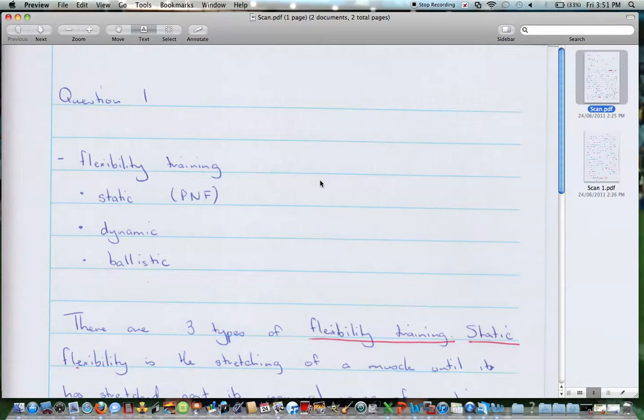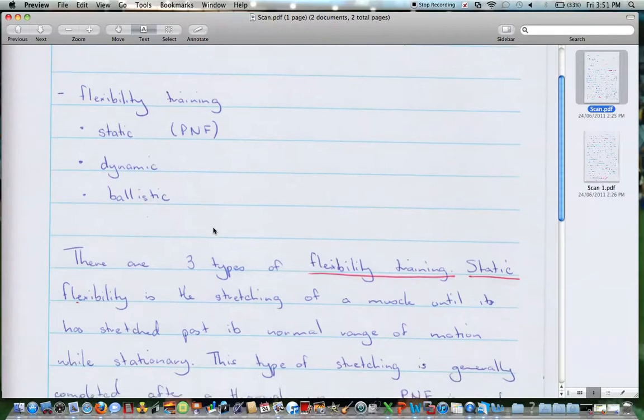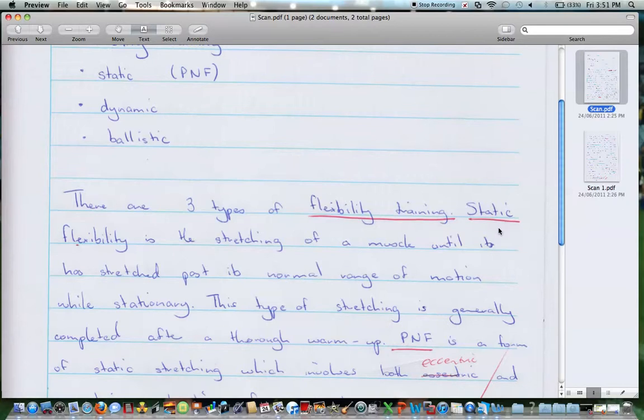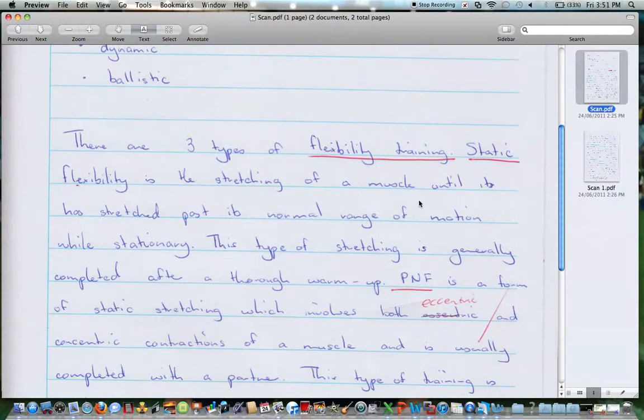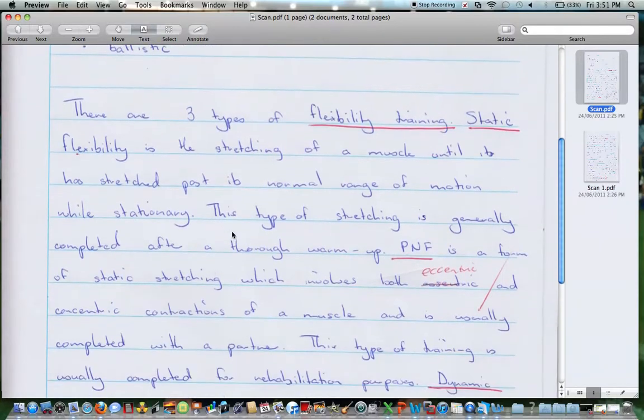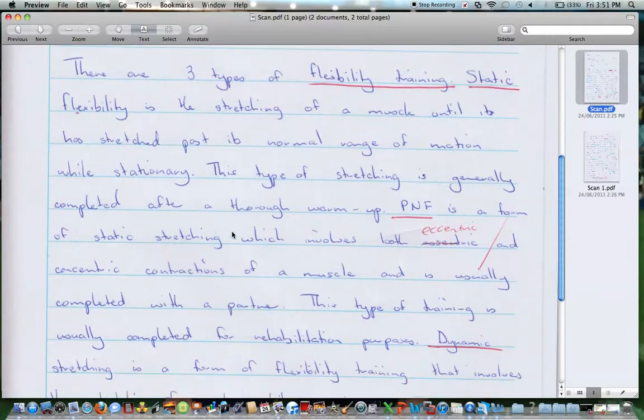Have a look at our sample answer here. First of all, some of the things that we like about this answer is he's written the dot point out there, which is very, very good. So he knows what he needs to talk about. He's mentioned there are 3 types of flexibility training. Static, and he's underlined it, so it stands out straight away for the marker. He's gone through and explained what static is, and the importance of it, but also has given an example to go with it.